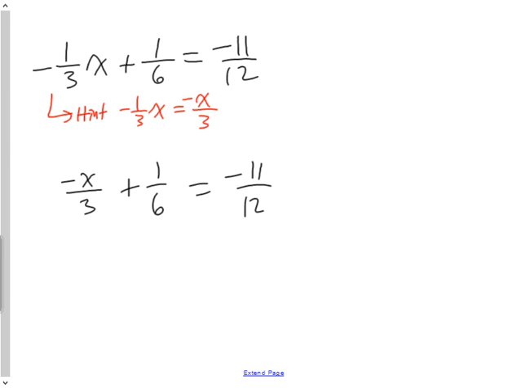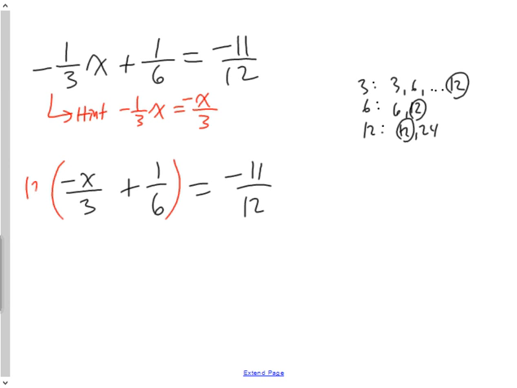So what is the first multiple that 3, 6, and 12 share? If I was to write them out, we would find that the first multiple they do share is 12. So because of that, we can multiply both sides by 12.